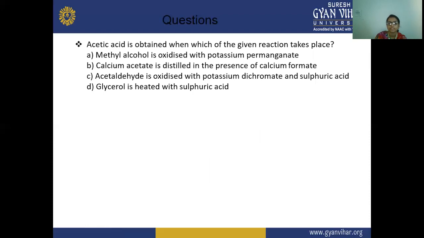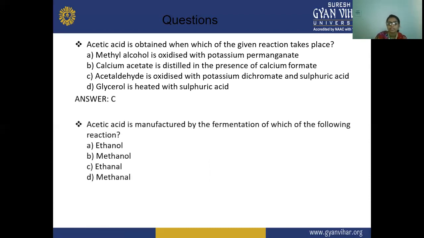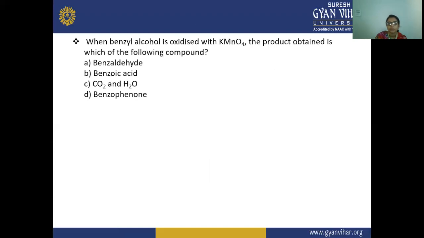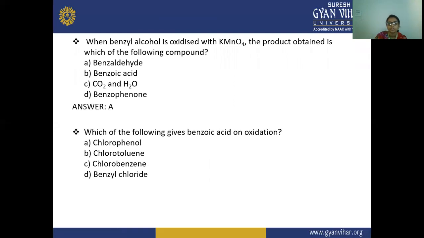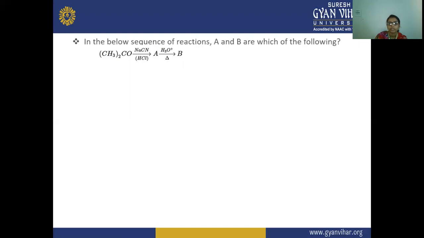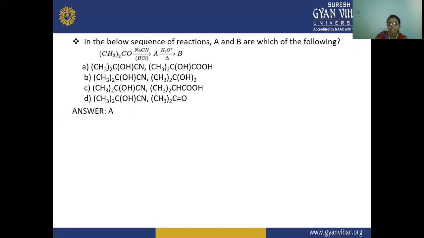Next is the question. Acetic acid is obtained in which of the given reactions? That is, acetaldehyde oxidized by potassium dichromate and sulfuric acid. Acetic acid is manufactured by fermentation of which of the following? That is ethanol. When benzyl alcohol is oxidized, the product formed is benzaldehyde. Next, which of the following gives benzoic acid on oxidation? That is benzyl chloride. Next, in the below sequence of reactions, which of A and B is formed? That is A is formed.